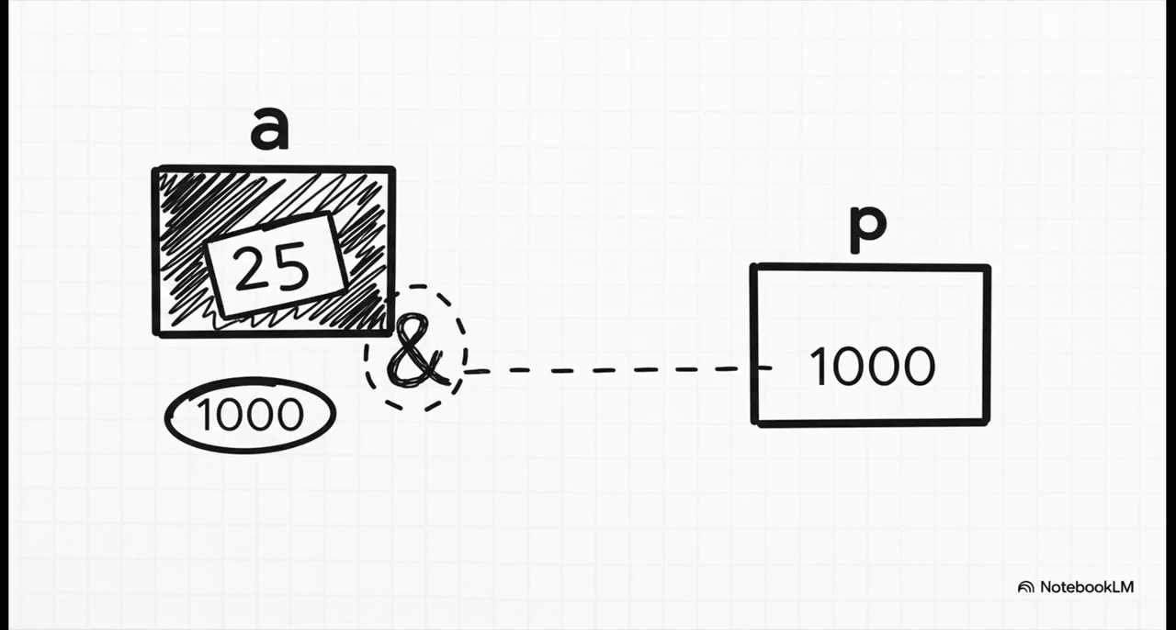Okay, next up, we create a pointer named p. Then we write this line, p equals &a. Now, that little ampersand symbol, &, is key. It means the address of. So p isn't storing the number 25. Nope. It's storing the number 1000, which is the address where 25 is living.